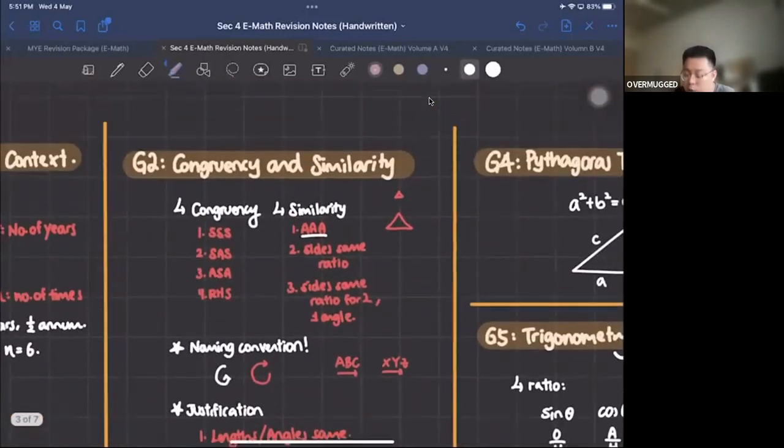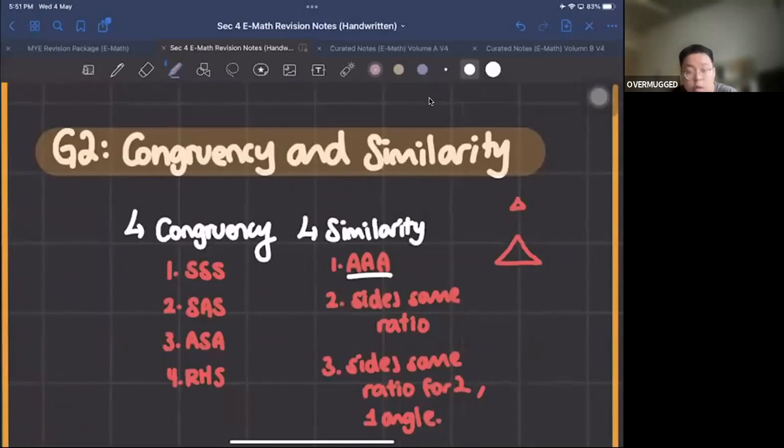Congruency and similarity. This chapter a lot of students hate because you cannot write your proofs well. So just be very careful.